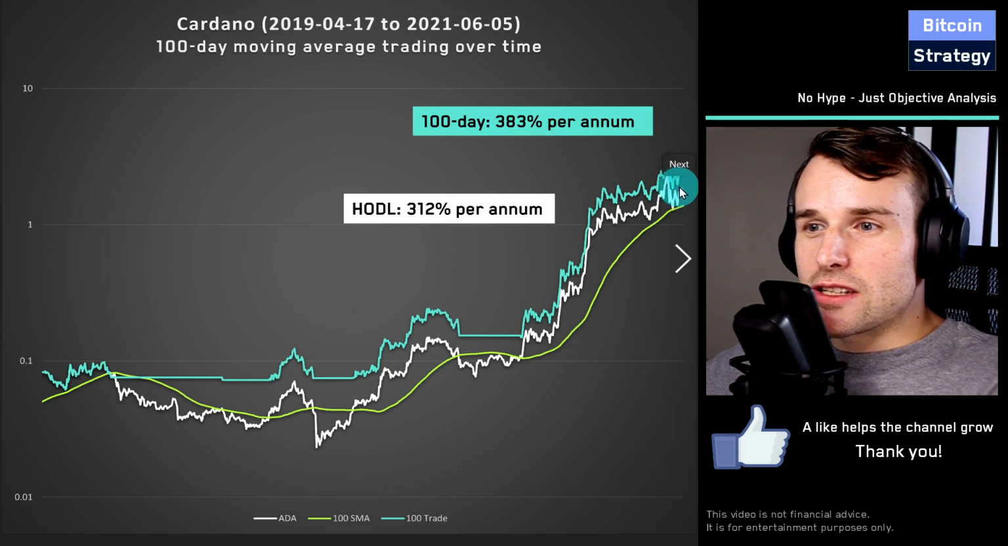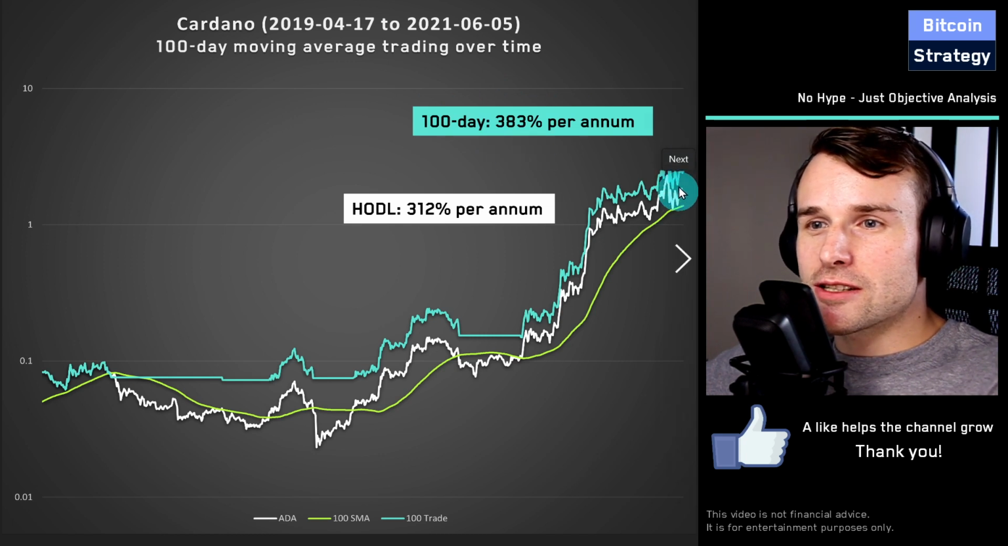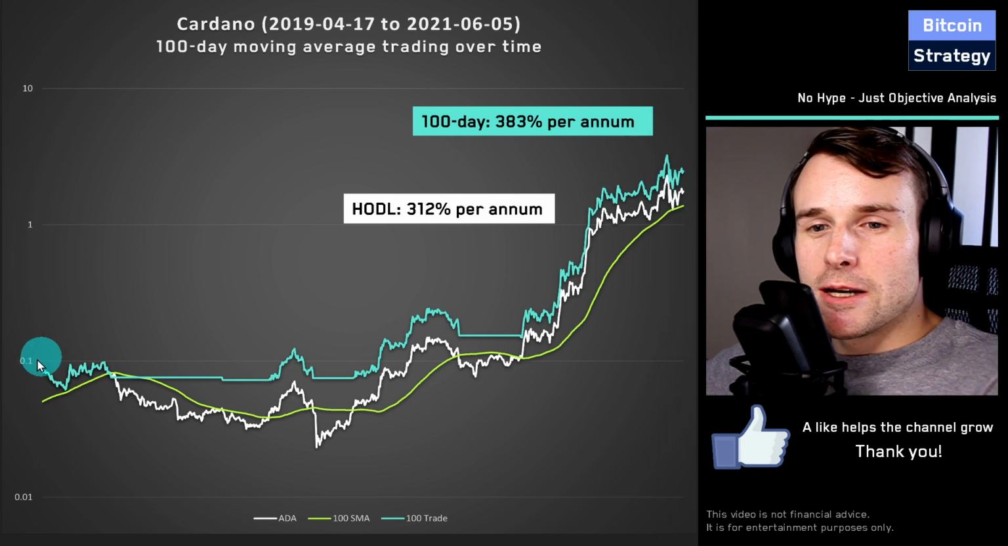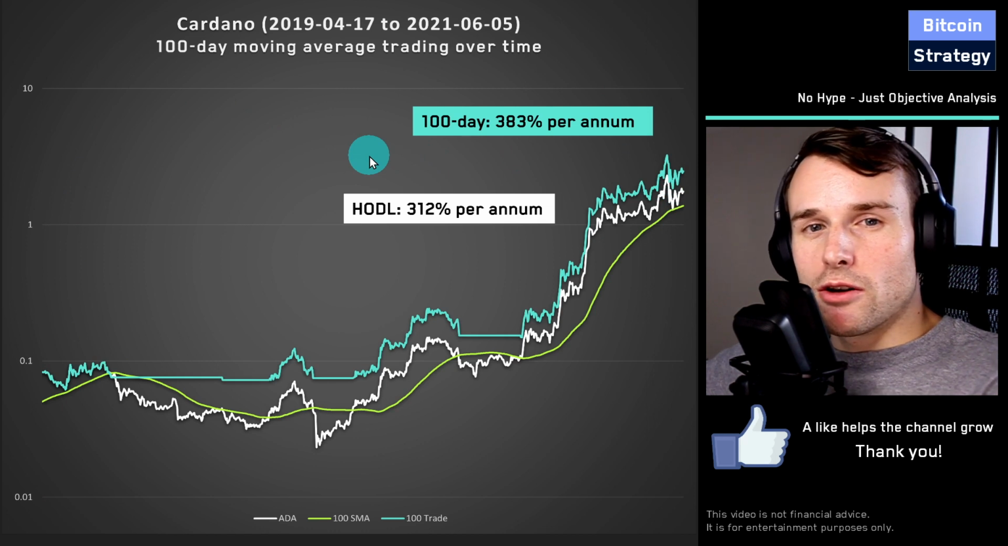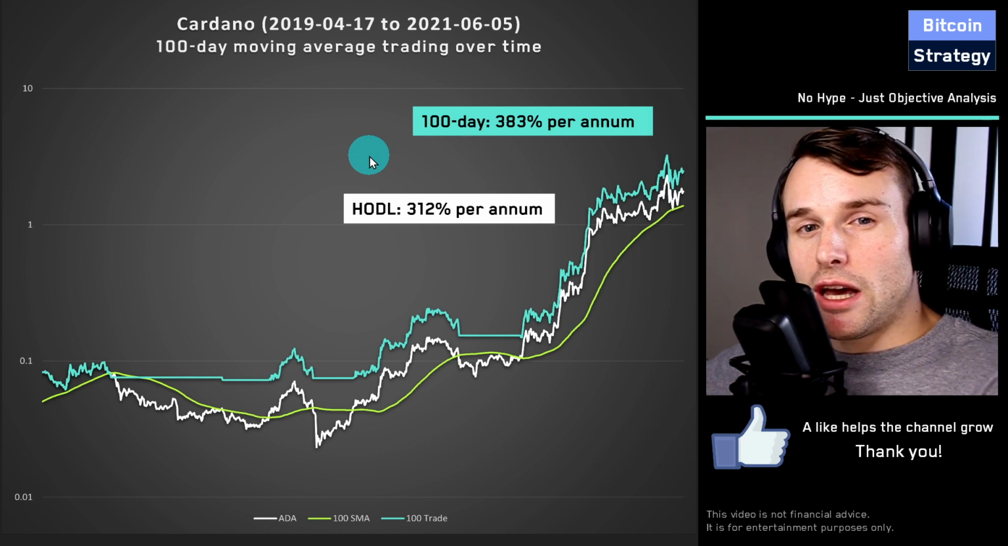Now, this is interesting, right? This difference over here doesn't look like a lot. 312 versus 383, and we can only see this little difference over here. But what's important to notice is that the scale here is logarithmic, so each step here is a 10x from each other. What looks like a little difference actually in real monetary terms means quite a lot. I mean, 60% per annum on top.